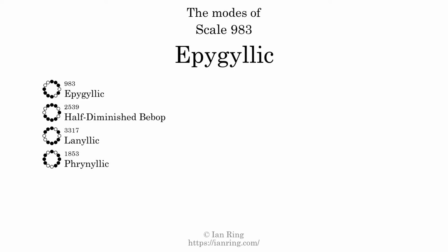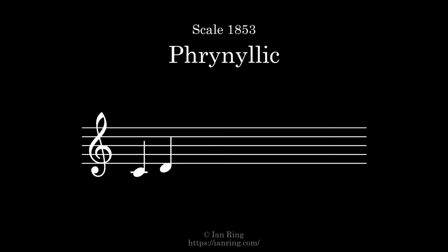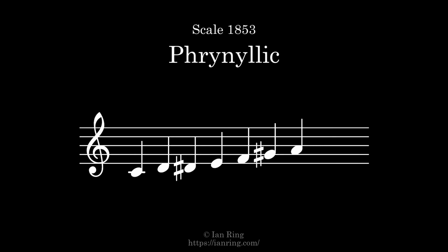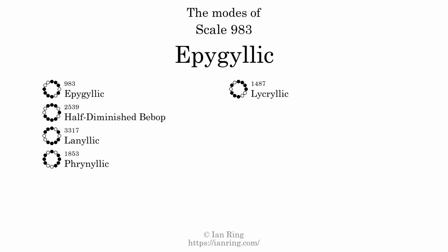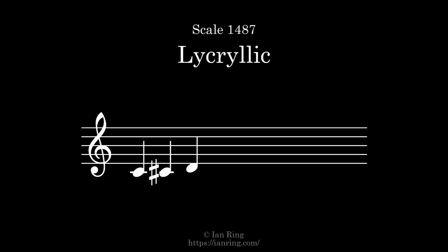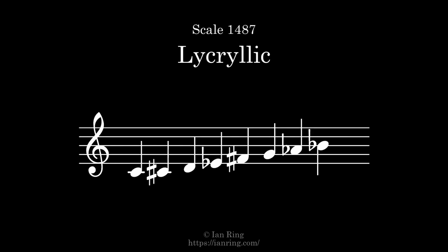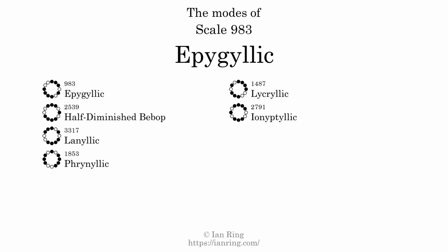The fourth mode is scale 1853, also known as Epygyllic. It sounds like this. The fifth mode is scale 1487, also known as Epygyllic. It sounds like this. The sixth mode is scale 2791, also known as Epygyllic. It sounds like this.